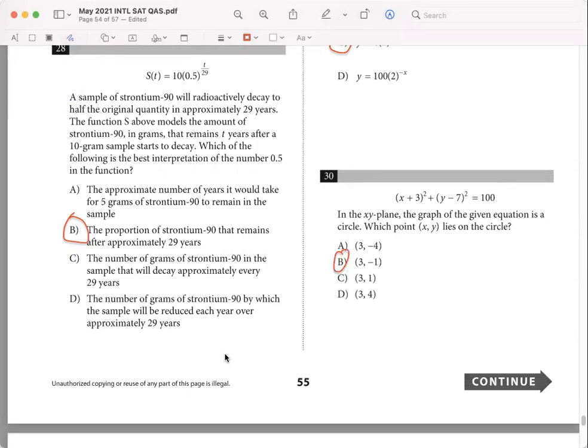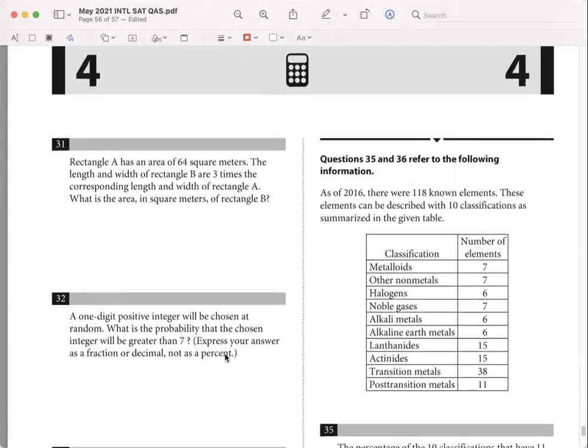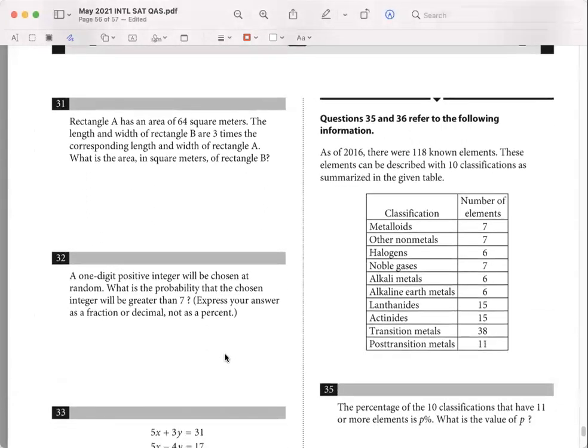Okay, let's go to the grid questions. Rectangle A has an area of 64 square meters. The length and width of rectangle B are 3 times the corresponding length and width of rectangle A. What is the area in square meters of rectangle B?